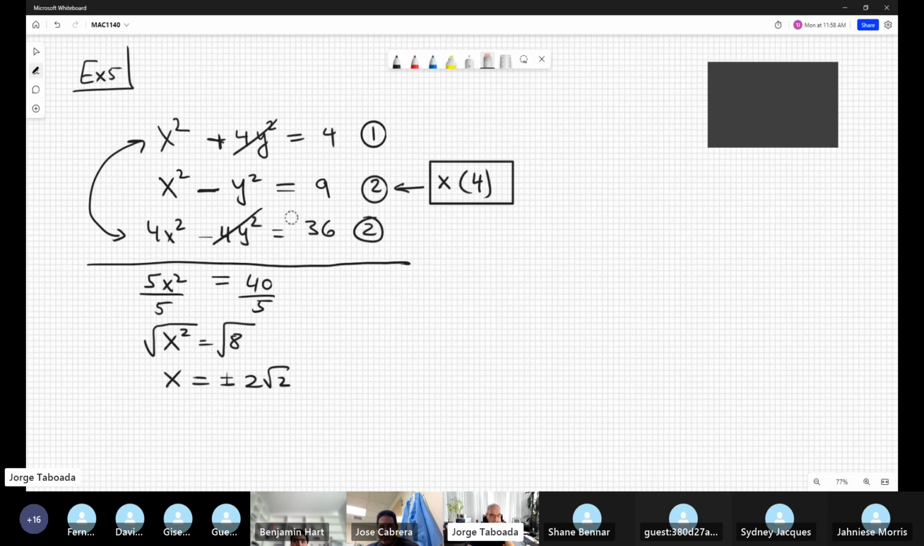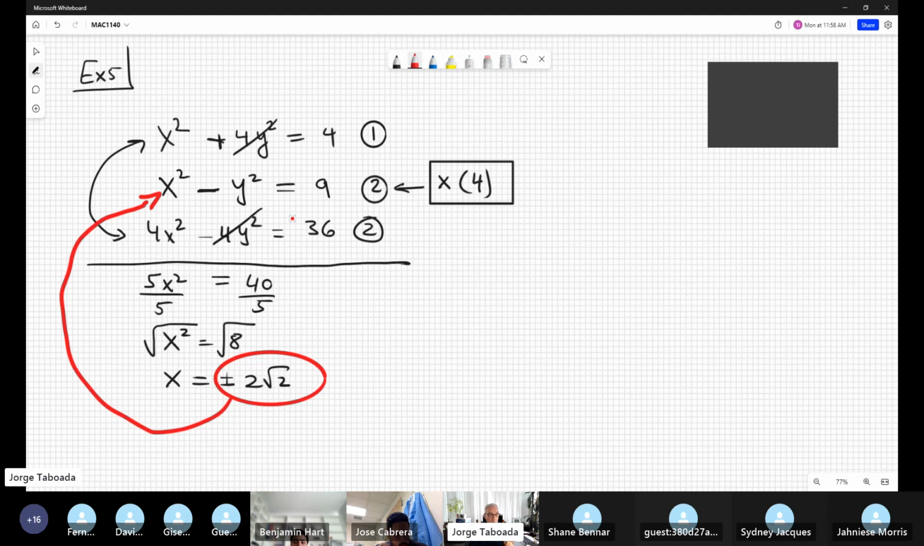Okay, now ready to find the y value associated with this x. Well, you take this expression, x equals something, and substitution, why not here? Oh, here, doesn't matter. The answer should be the same. No x anymore. I put plus and minus 2 radical 2. I plug in both because I know the square is the same number.